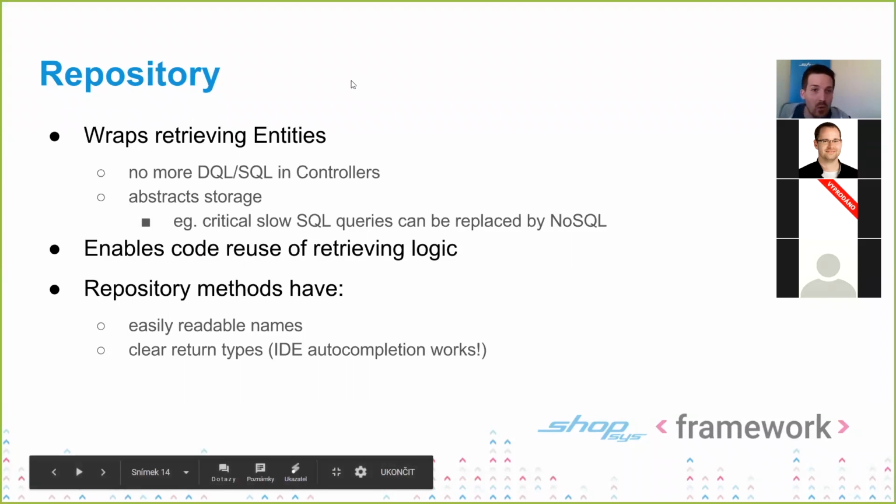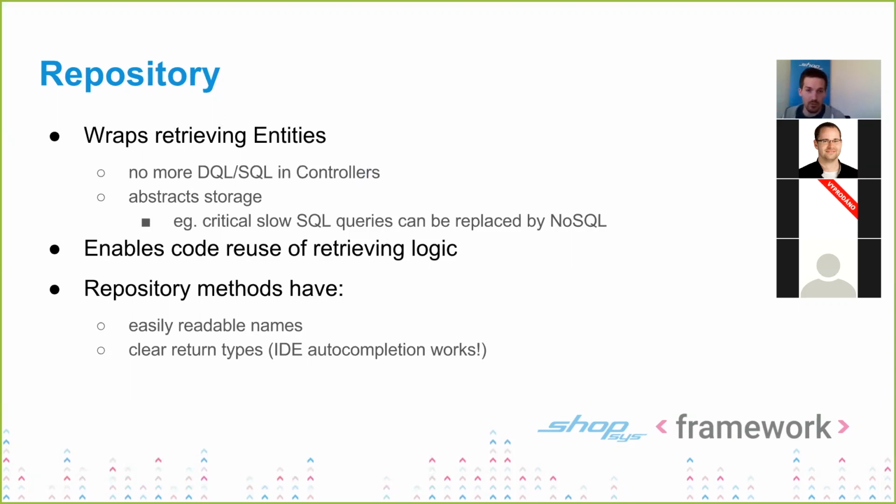Let's just recap what repositories are for. So repositories are used to hide, or encapsulate, the actual logic for retrieving the objects, and they can be used to put the logic, like for example, what it means that article is not hidden or is visible. You can put it in one place in your application.